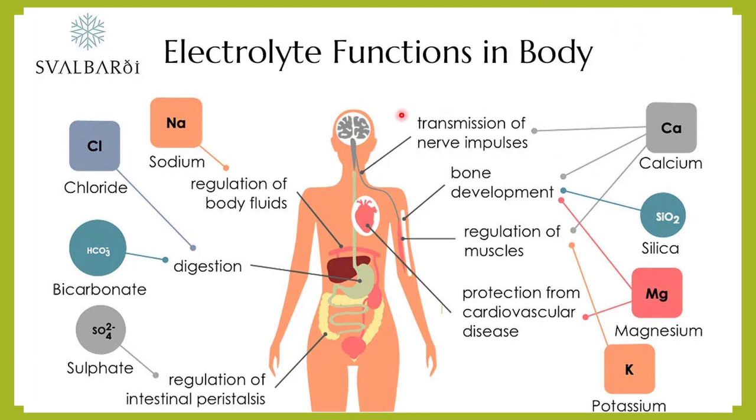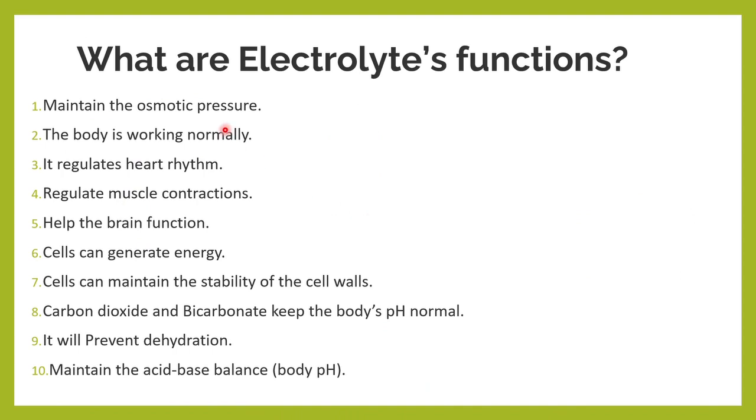Sodium, chloride, bicarbonate, sulfate, and magnesium are the important electrolytes which we see in our body, and they perform various functions: regulation of body fluids, chloride which helps in digestion, bicarbonates which help in intestinal peristalsis, transmission of nerve impulses, bone development by calcium, regulation of muscle contraction, and cardiovascular function. All these are the functions of electrolytes. I have jotted down all these functions of electrolytes. Let us see how they actually do these functions.